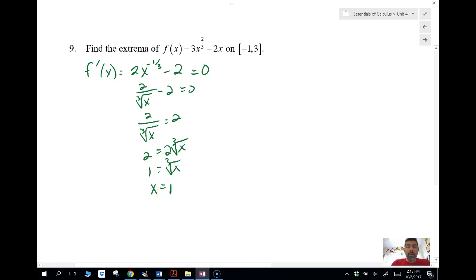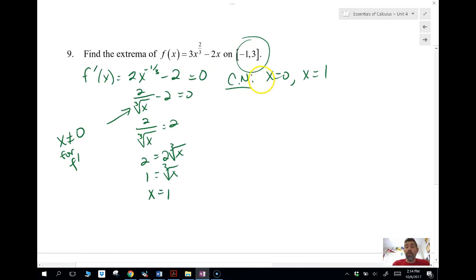Okay, what else do we know? Well, we know right here we have something in the denominator, so x cannot be equal to 0 for f prime, right? Because you've got a domain restriction there. So f prime is undefined at x equals 0. So I've got two critical numbers in my interval: x equals 0 and x equals 1.